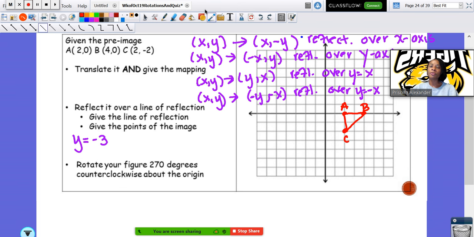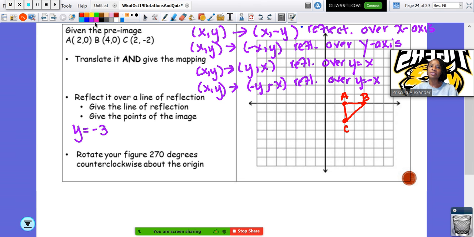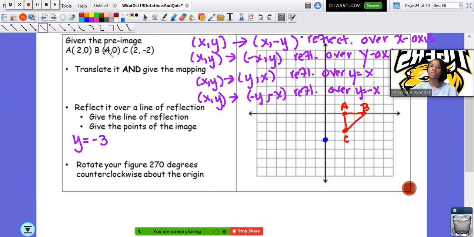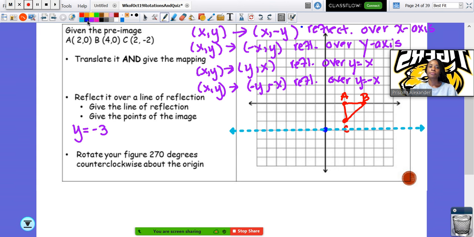And I'm going to go put my line of reflection on this thing. It tells me to go to y equals negative 3, so 1, 2, 3, there's negative 3, and I'm going to draw a horizontal line through y equals negative 3. And here I'm going to just count. So I have no rules. So if they don't give me one of these particular rules, we know we're going to have to count. So here for C, I'm one spot from the line of reflection. So I'm going to go one spot below it, and that's going to be my C prime.